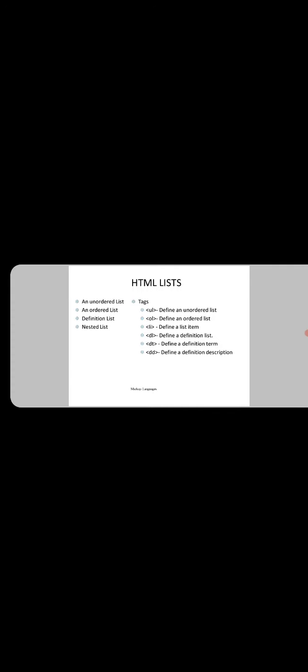The fourth one is nested list. We may define and explain all these things. So what is an ordered list, what is an unordered list, what is a definition list, and what is a nested list? The first type of lists are ordered lists.